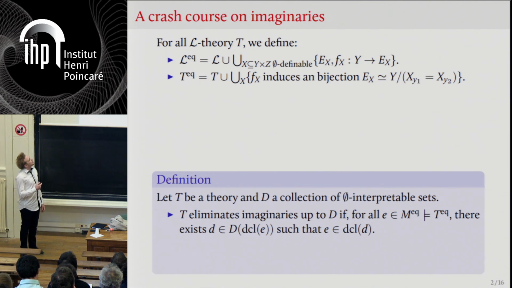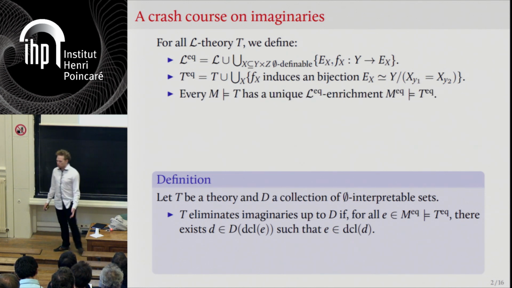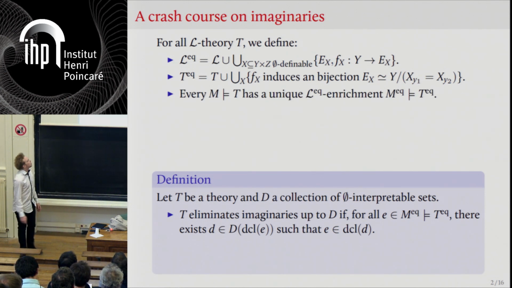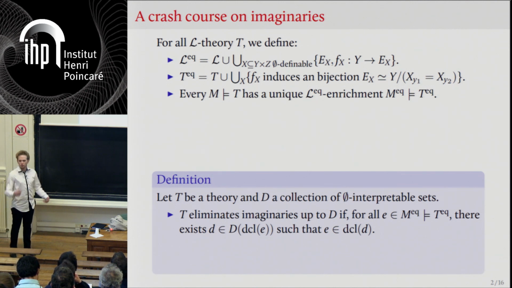So you write a theory T that says that f of x induces a bijection between E of x, the sort we added, and y quotiented by having the same fiber. Okay, so that's the EQ. And since it's very close to being a definable expansion, in a sense it is a definable expansion, any model of T has a unique LEQ enrichment MEQ, which is a model of TEQ, and conversely every model of TEQ is of the form MEQ, so for some model M, for some model of T.